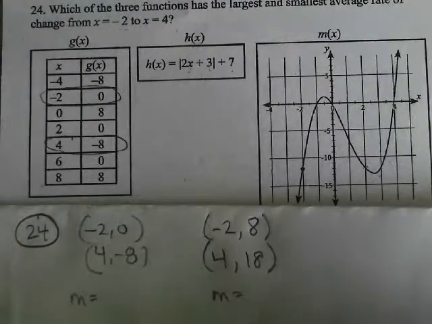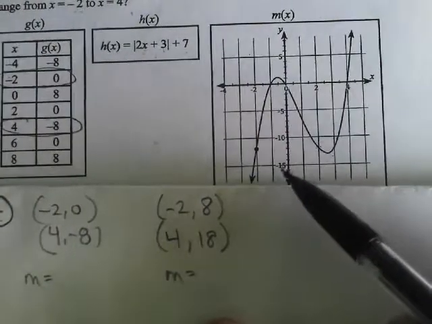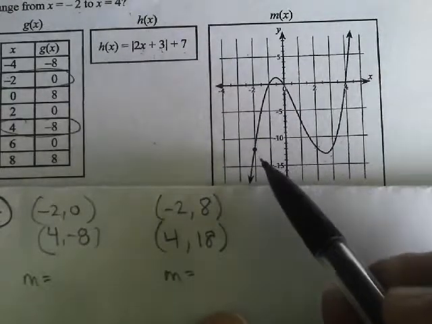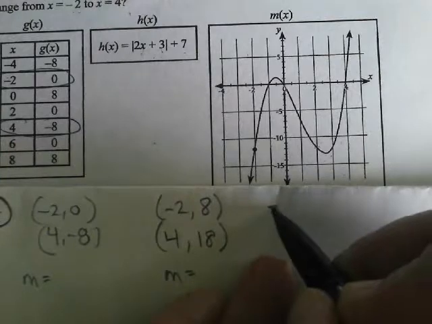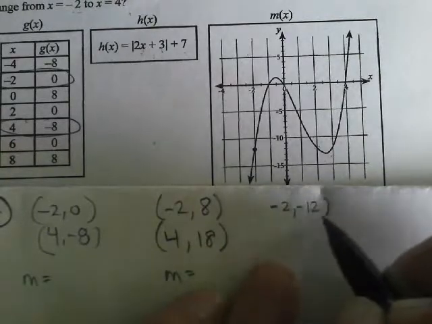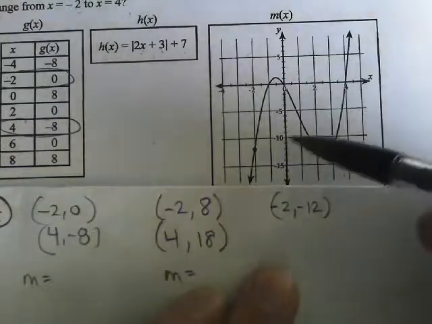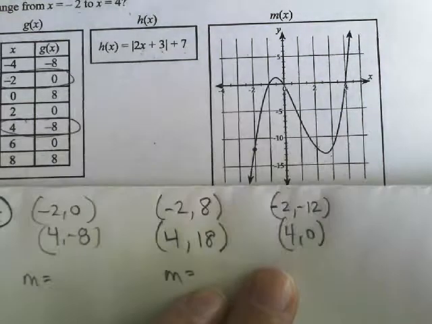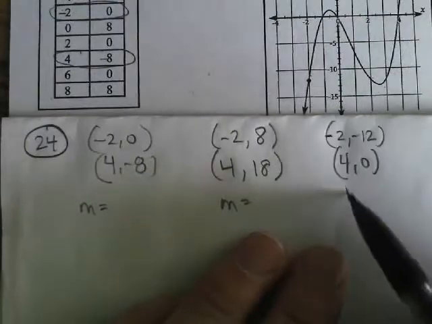And then on the last one, they're giving you a graph. So you can grab your point from the graph. We've got negative 2, negative 12, up until 4, 0. And you're calculating all 3 slopes and then comparing them.